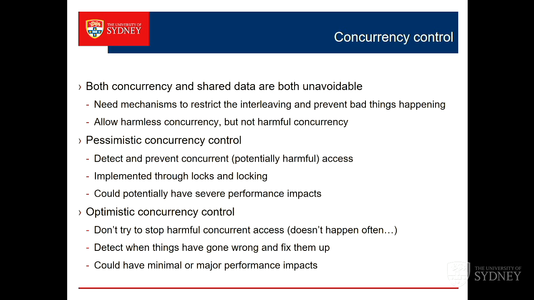You can't avoid concurrency if you want high performance, and you can't avoid shared data because you've got shared data, and having both of them is going to give you issues unless you can control the impacts of the concurrency. You're going to have interleaving, and you need some way of restricting the interleaving such that bad things don't happen. So that's the goal: bad things don't happen.